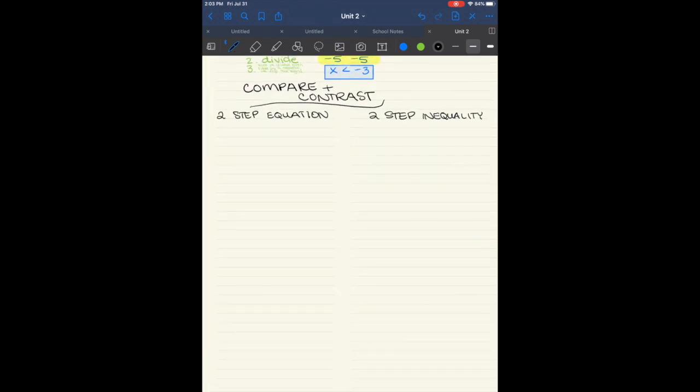Okay, so for the two-step equation, we've got -3x plus 4 equals 19. So same thing on the inequality side, but it's going to be greater than 19. So focusing on the equation, we subtract 4 in SADMAP order, and then we divide by -3. So we get x equals -5. So we have one possible answer, and that is -5.